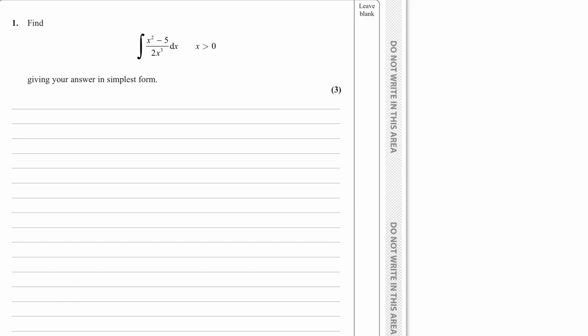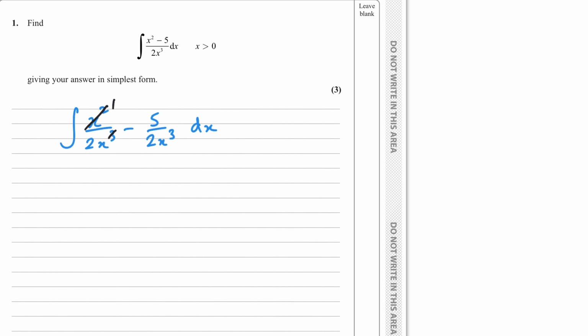Okay, first question, nice straightforward integration. What we want to do is essentially think about splitting up this fraction. So we have x squared over 2x cubed minus 5 over 2x cubed. And then I can do a little bit of cancelling. Two of the x's will go with two of the x's there, just leaving me 1 over x, and there we have it with the cancelling.